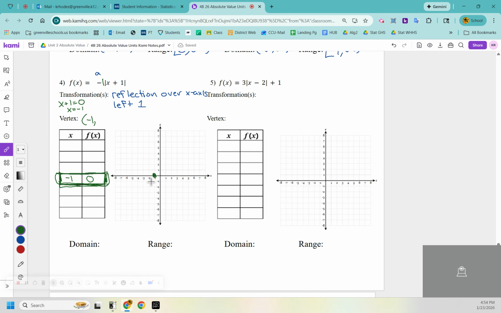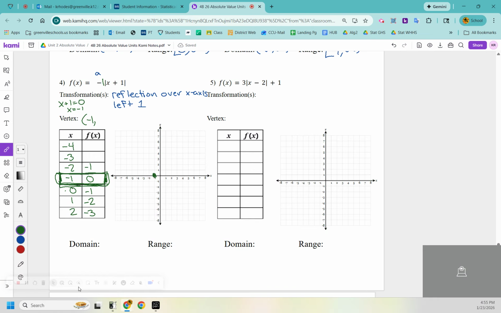Now we want points to the left and points to the right. So -1, 0, 1, 2, -1, -2, -3, -4. If you plug in 0, you get 0 plus 1 is 1. The absolute value of 1 is 1 times -1 is -1. So plug in 1, 1 plus 1 is 2. The absolute value of 2 is positive 2 times negative 1 is negative 2. And then negative 3 as well. Plug it in. Negative 2 plus 1 is negative 1. The absolute value of negative 1 is positive 1 times negative 1 is negative 1.